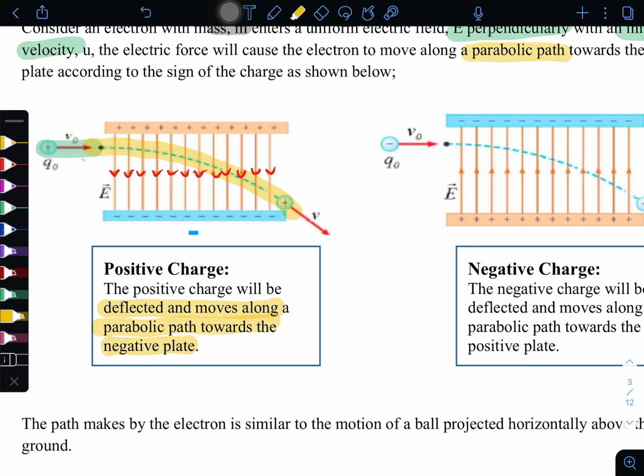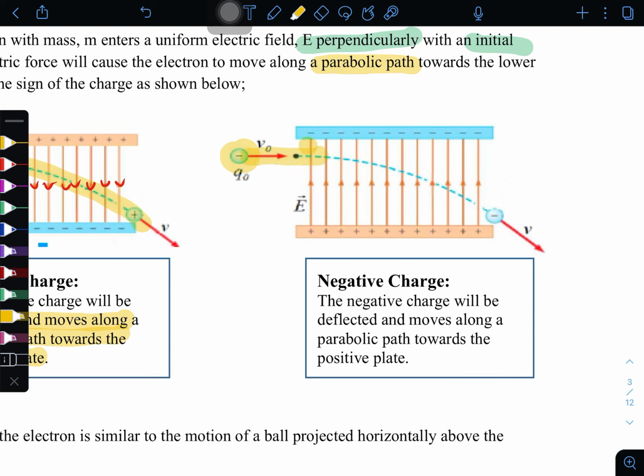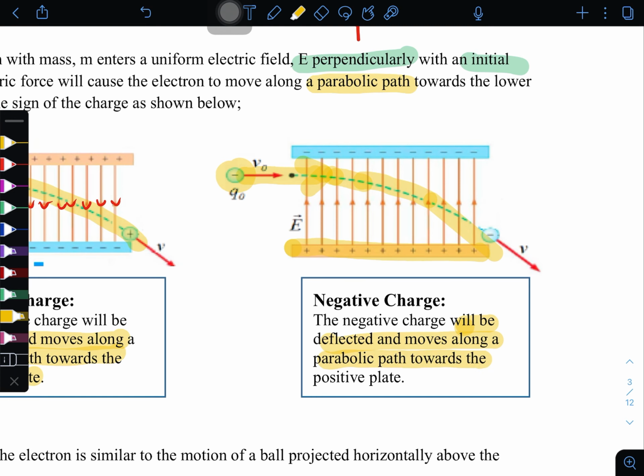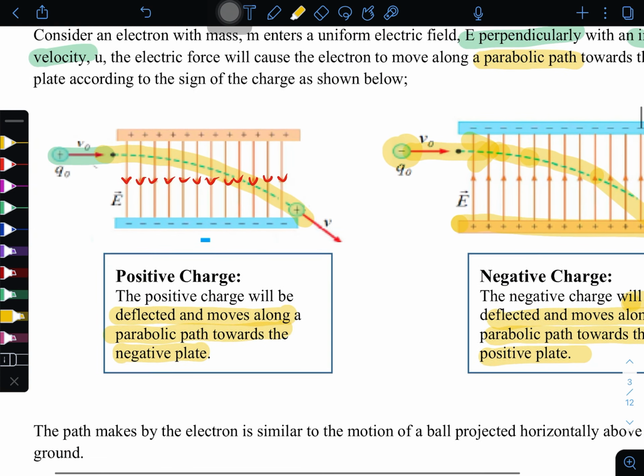So bila saya ada negative charge, sama juga dia masuk 90 darjah. So bila dia masuk, lama-lama dia akan attracted to the positive plate dan membentuk parabolic path. So ada orang tanya saya, so negative charge will be deflected and move along the parabolic path towards the positive plates. Okay.